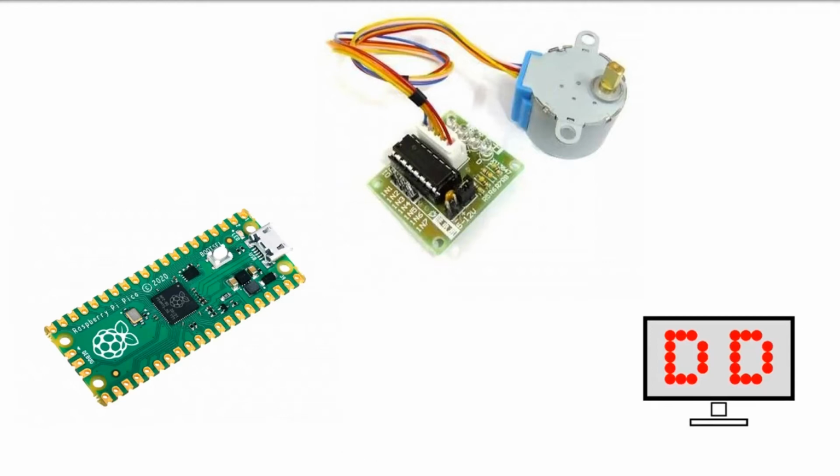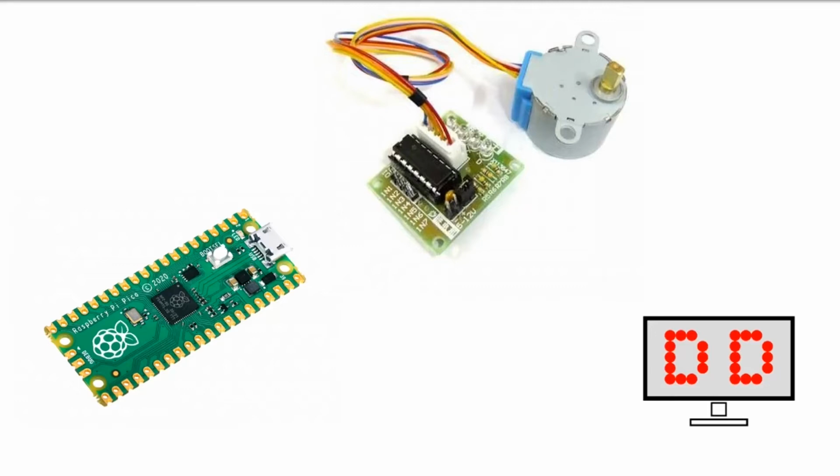To rotate 28BYJ-48 step motor a full revolution, 4096 half steps are required. In this experiment, this half step is referred to as a sub-step. And in order to make the code easier to develop, 8 sub-steps are logically grouped as a turn step.